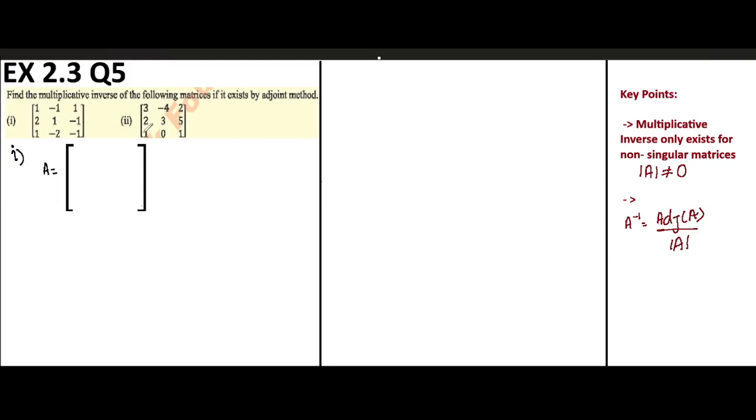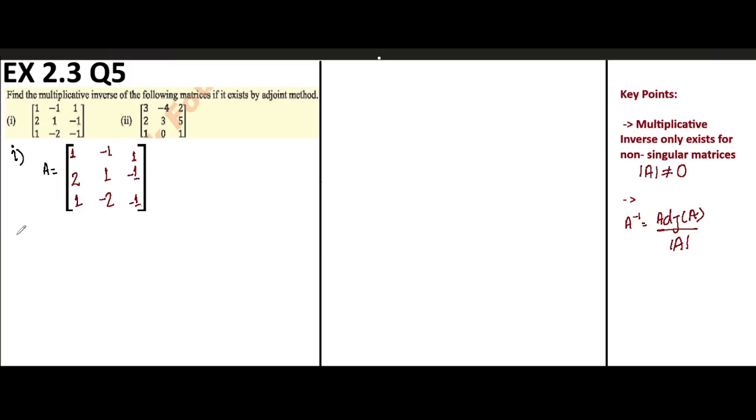Now we have to find the multiplicative inverse of 4 parts, 2 of which are written over here. Now we are going to write the question over here first. 1, 2, 1, minus 1, 1, minus 2, 1, minus 1, and minus 1. Now this is your matrix and you have to find its inverse. So first of all, we are going to see if it's singular or non-singular.